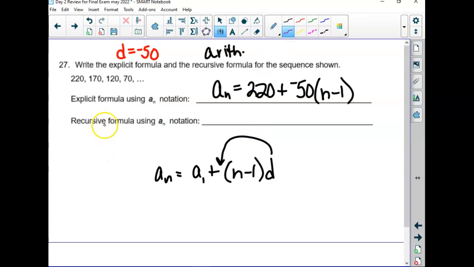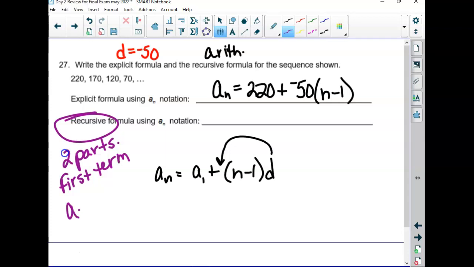All right, and then recursive, if you need to write yourself a note, this always has two parts. You have to tell me the first term, and then you have to tell me a sub n equals a sub n minus 1, and then you have to tell me how to get to the next one. Am I adding or multiplying? So this one, you would say the first term is 220, and then what? a sub n equals a sub n minus 1 minus 50, okay?